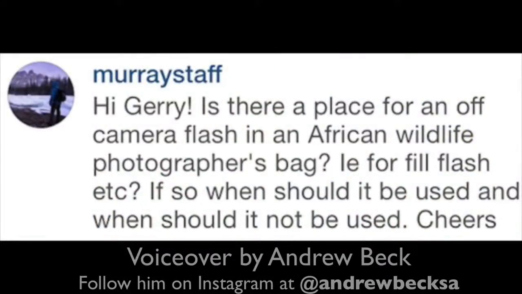Murray asks, hi, Gerry. Is there a place for an off-camera flash in an African wildlife photographer's bag? For example, for fill flash. If so, when should it be used and when should it not be used? Murray, great question, because this is something a lot of people have been asking, is flash and fill flash for wildlife photography.